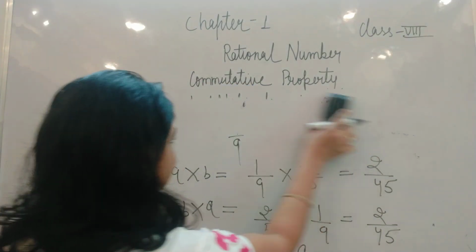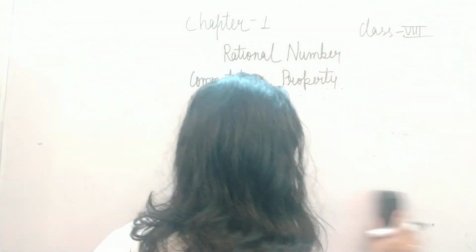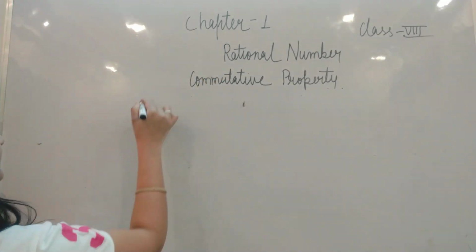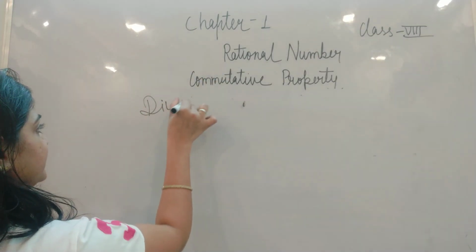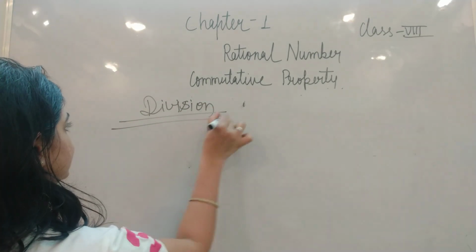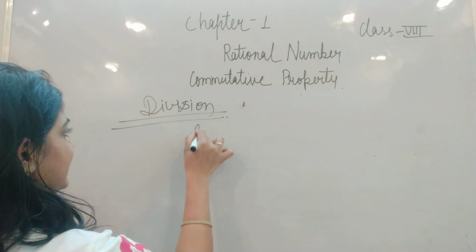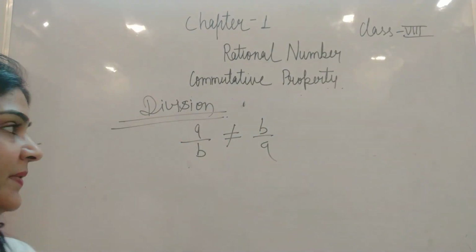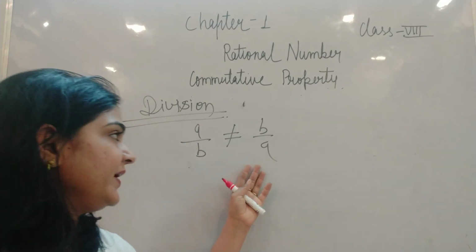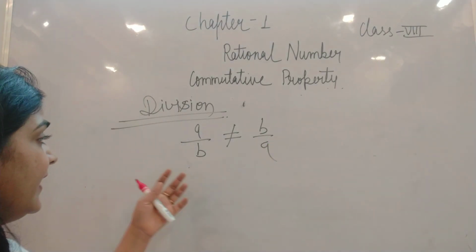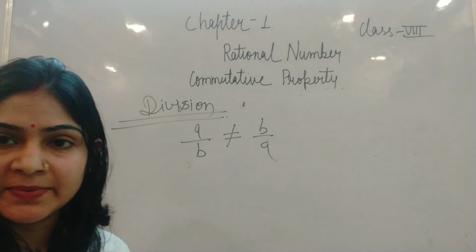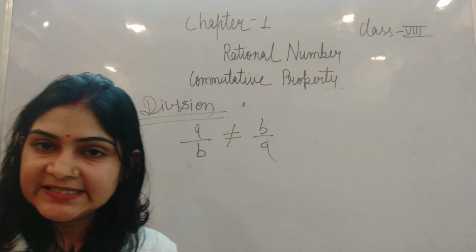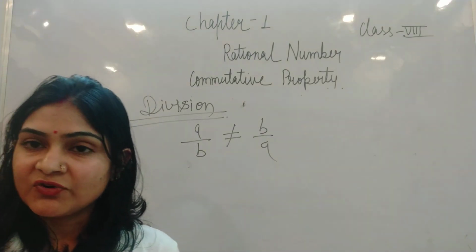Now we will discuss the commutative property of division for rational numbers. In this property, if we do a divided by b, that will not be the same as b divided by a. It means a divided by b does not equal b divided by a. If the position of two rational numbers is interchanged for division, the result is not the same. So we say that division is not commutative for rational numbers.